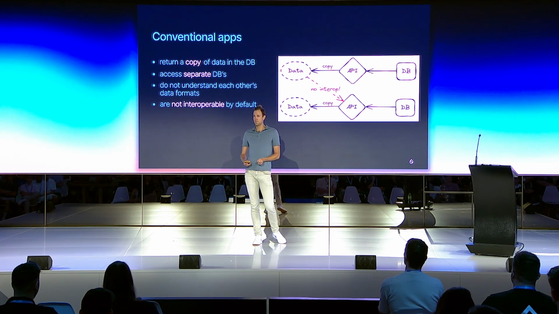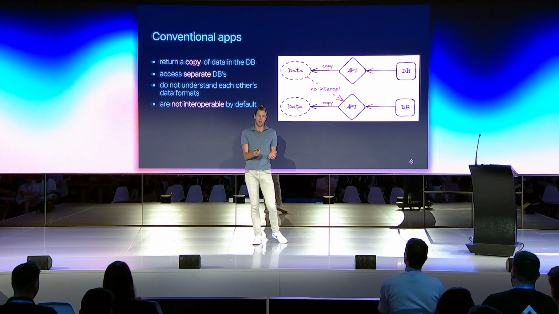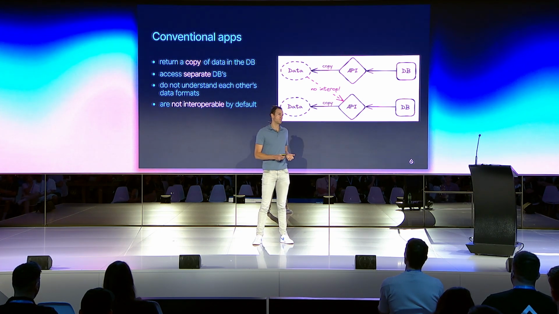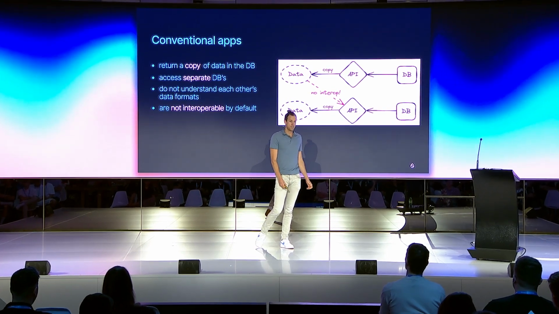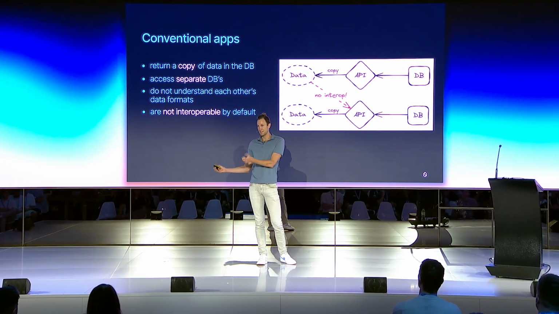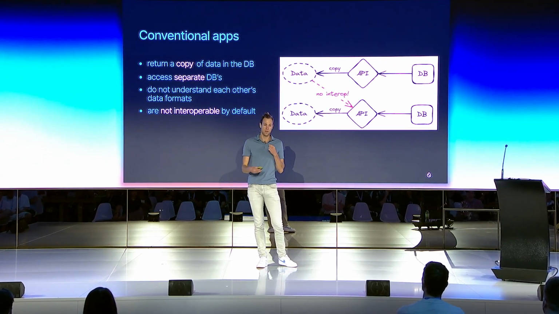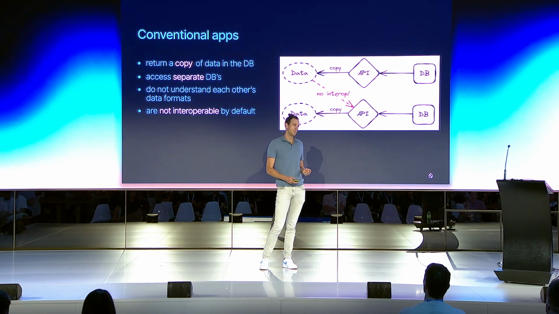And then if you have a second app, the picture is going to look very much the same. There's a separate database, there's a separate API, there's a separate copy of data. Because these apps work by having separate databases, they don't necessarily understand each other's data formats. It's not necessarily going to be the case that you can call API 1 and get some data and then pass it into API 2 or otherwise get the apps to understand each other. They're not going to be interoperable by default.